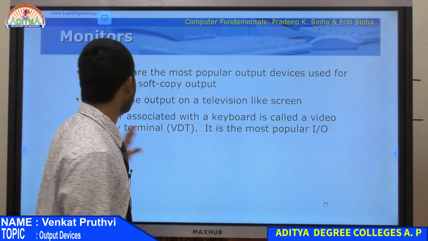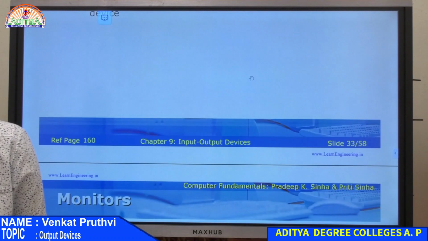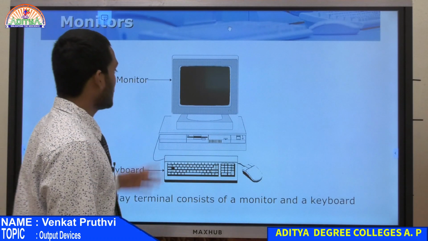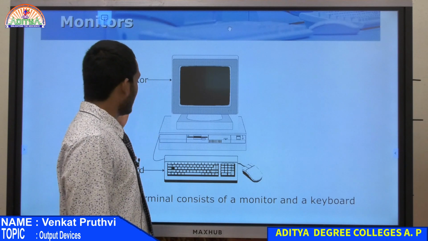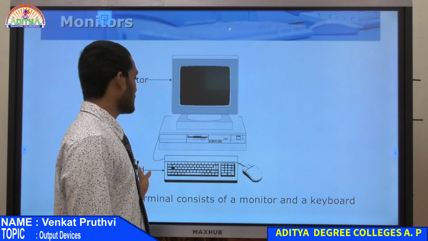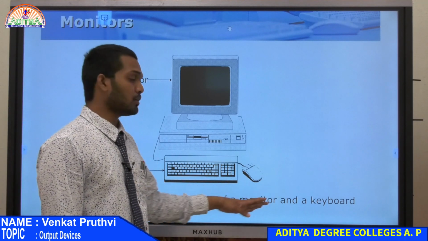It is the most popular input output device. And this is how your monitor looks. This is the monitor screen that is available, and this will be your CPU, and that CPU is connected to a keyboard and a mouse. A video display terminal consists of a monitor and a keyboard.